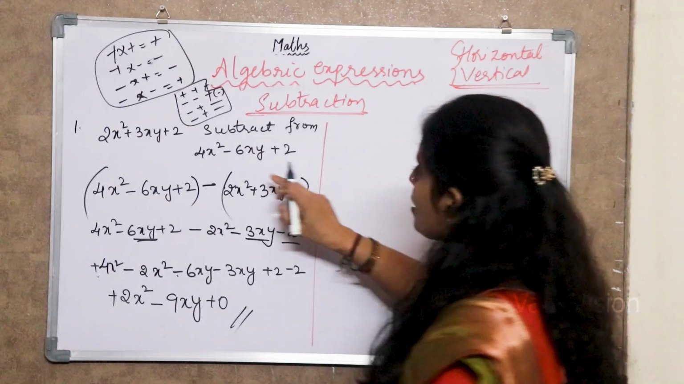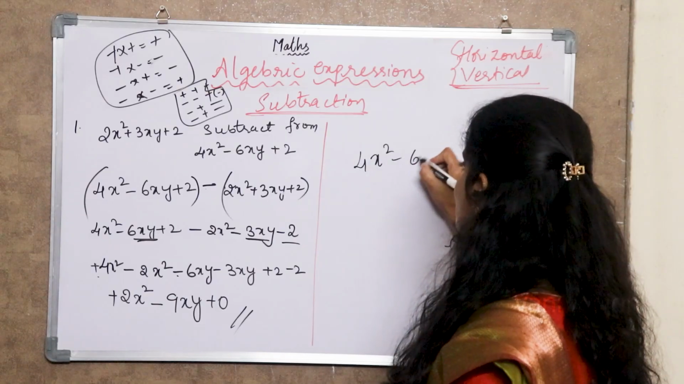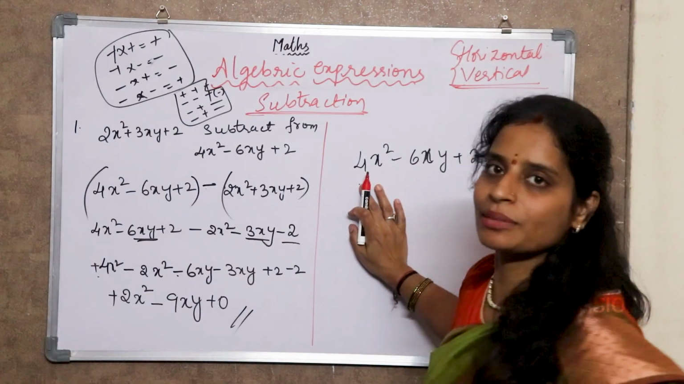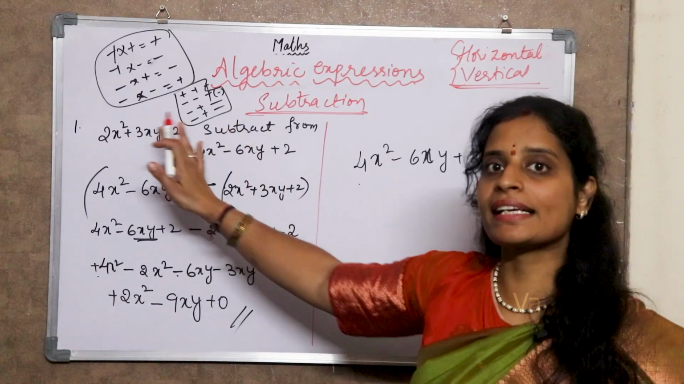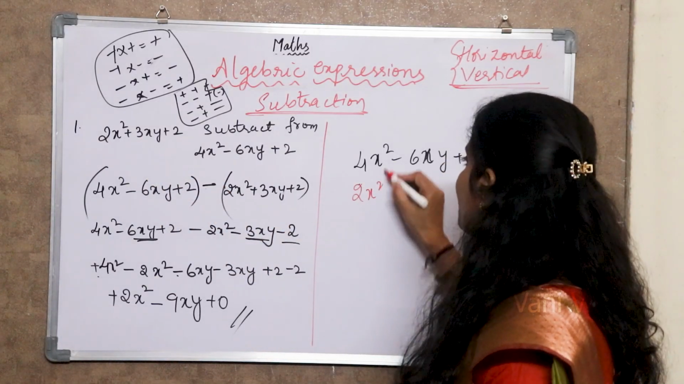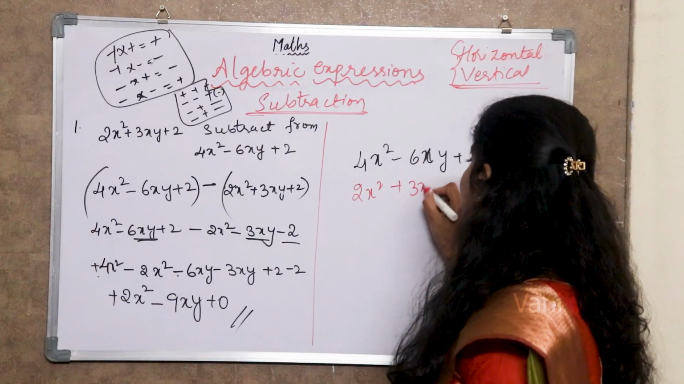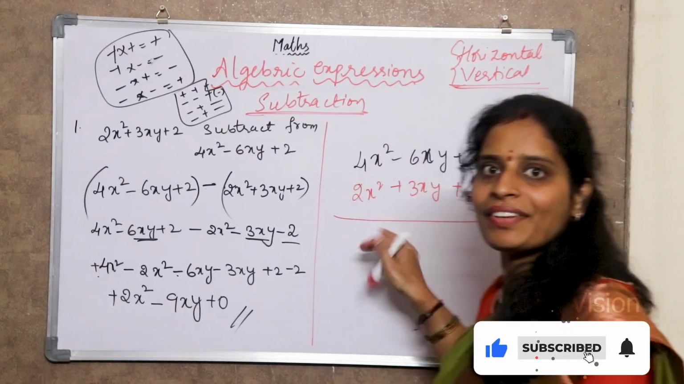Okay. Now first write this expression: 4x square minus 6xy plus 2. After writing the first expression, then go for our second expression, whatever should be written. That is what? 2x square. Variable should be same, that you remember. Plus 3xy plus 2. In addition directly we have added.